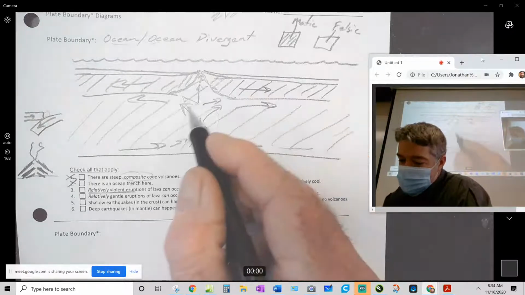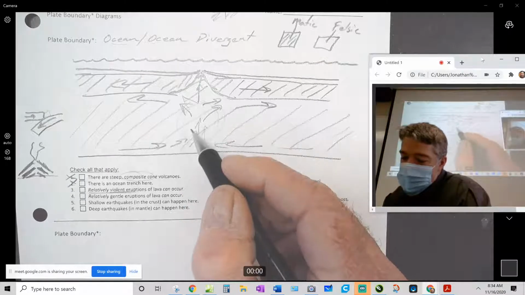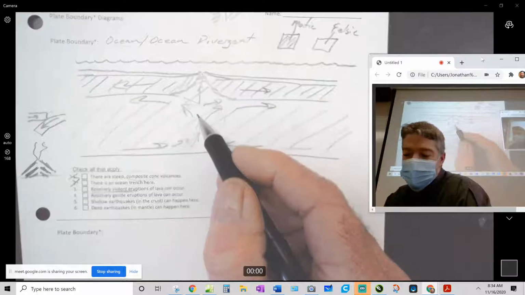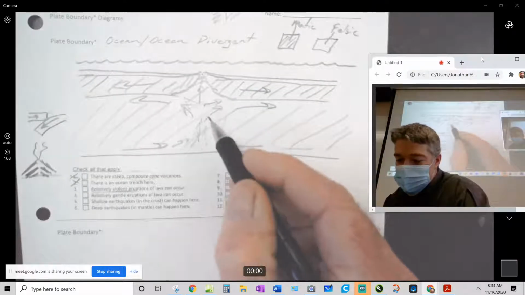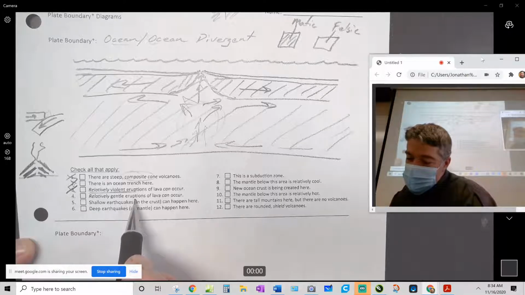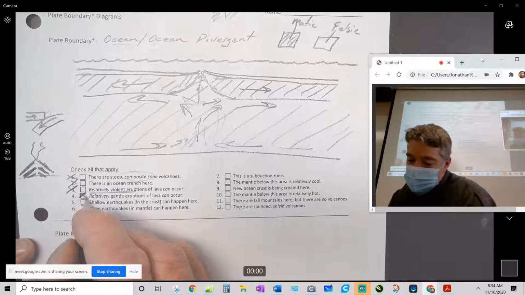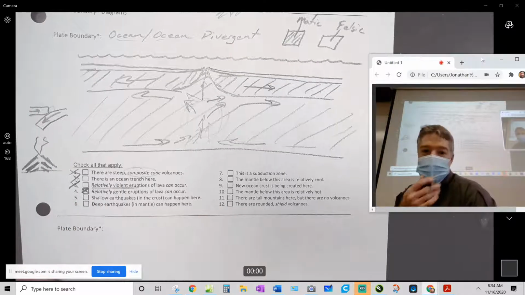And the answer is it's coming from down here. So that's mafic. So no, this is not going to be violent because this is the runny kind of stuff. But number 4, relatively gentle eruptions of lava, yes. I'll put a mark in that box, or you can just darken that box.